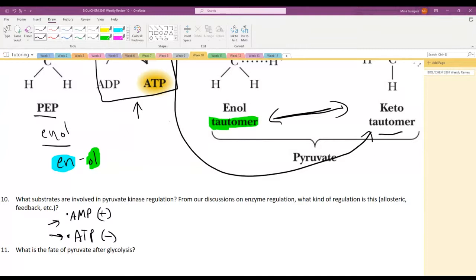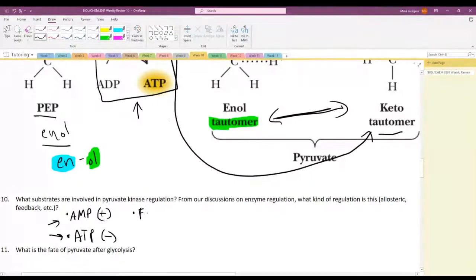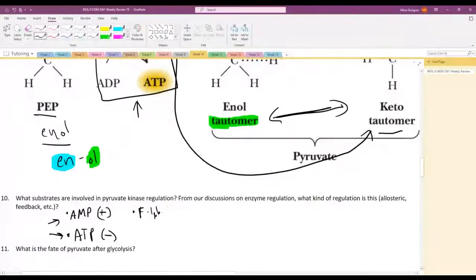Fructose 1,6-bisphosphate. So I'm going to repeat that, not 2,6 like with PFK, fructose 1,6-bisphosphate, the one that's in glycolysis, activates it. Why does it activate it? Because this is effectively reactant number 3, and pyruvate is number 10 or number 11, depending on where you start counting. I'm going to call it 10 for consistency.